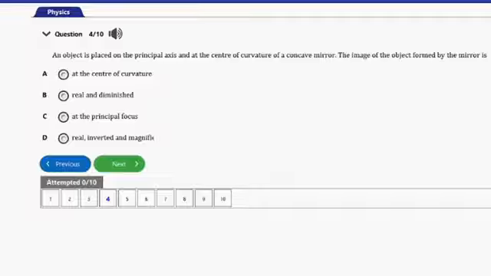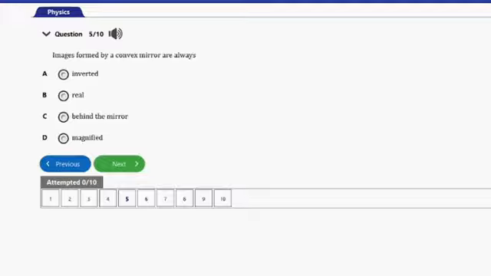So that's it for this question. Let's go ahead and consider the next question, guys. So guys, the next question here is question number 5. It says, images formed by a convex mirror are always A, inverted, B, real, C, behind the mirror, D, magnified. So guys, the answer to this question is option C. Images formed by a convex mirror are always behind the mirror. And that's it for this question.